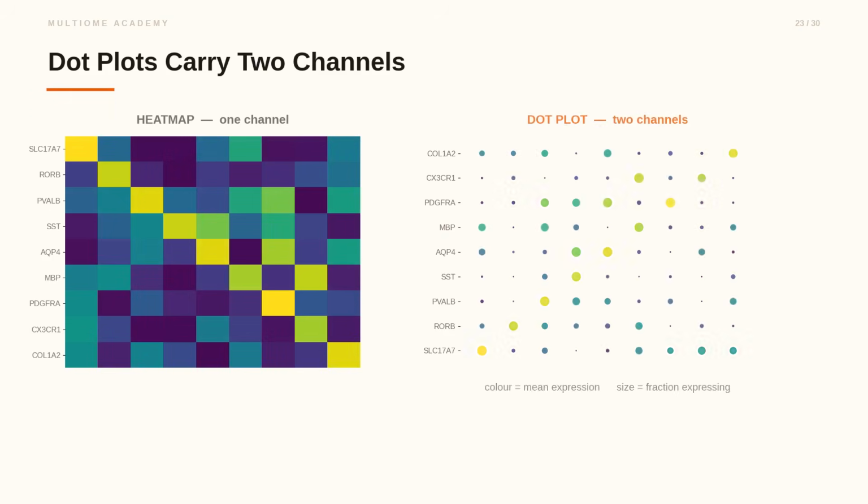Whichever library you land on, a dot plot carries more than a heat map. A heat map shows one number per group, mean expression. A dot plot adds size for the fraction of cells expressing. That second channel separates a gene high in a few cells from one moderate across all of them.